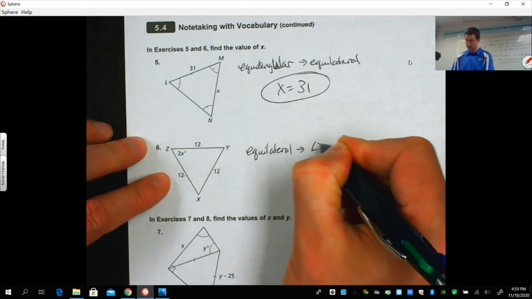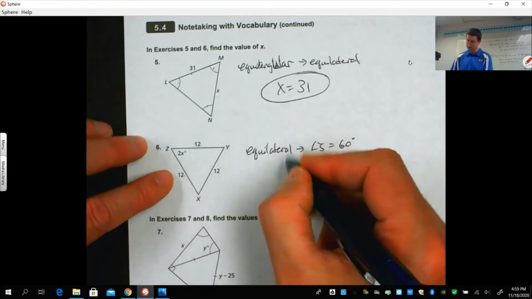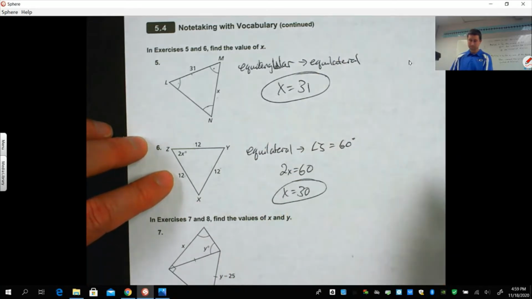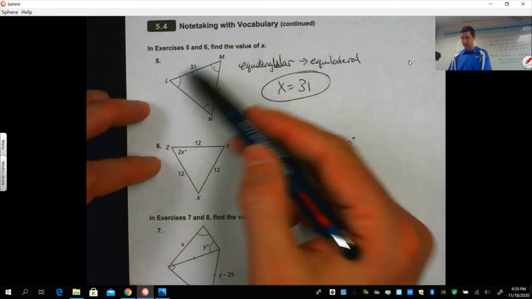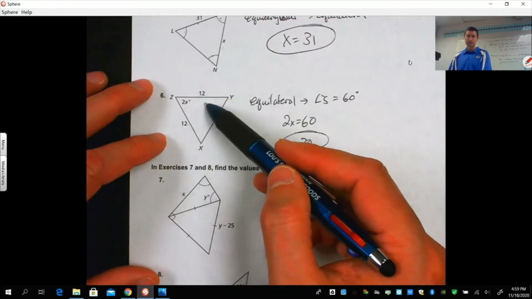And that means our angles have to equal 60 degrees. So the angles have to equal 60. So 2x has to equal 60. X would equal 30. Okay, so those are things you've got to recognize. You've got to know this well enough to say, hey, all these should be the same because the angles are the same. All these angles should be 60 because the sides are the same.